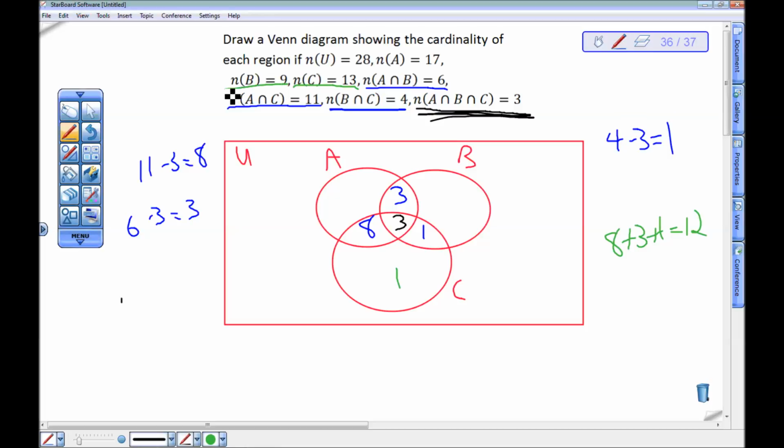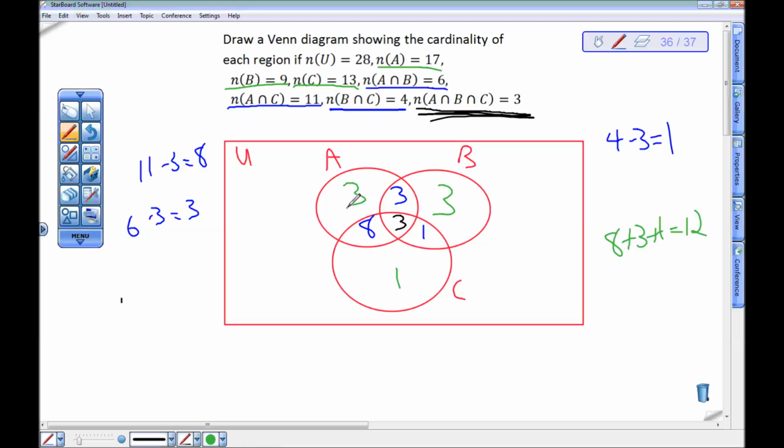B's cardinality is 9. In B, I've already got a 3, and a 1, which is 6, 7. So I need 3 more. This should be a 3. A's cardinality is 17. Well, in A, I already have 3, 3, and 8, which is 14. 17 minus 14 is 3. So A should have 3 in it.